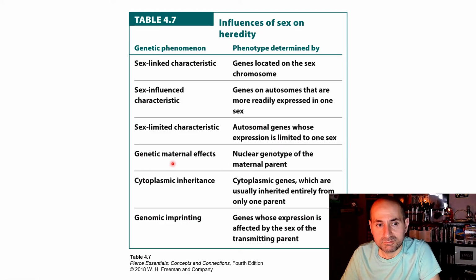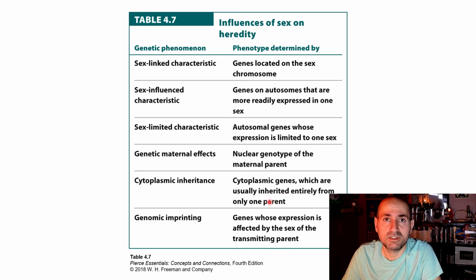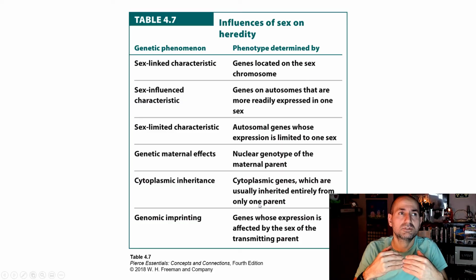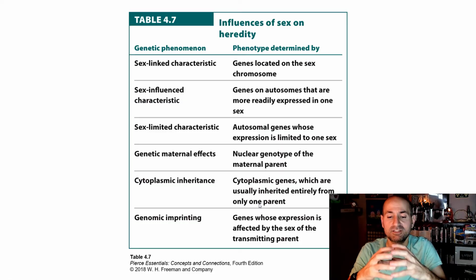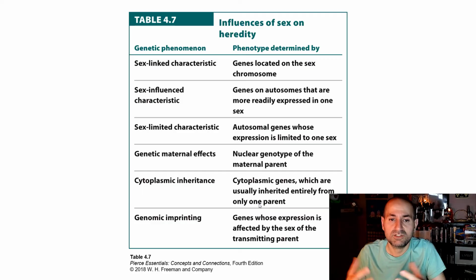Then there's genetic maternal effect. Remember, this is where the nuclear genotype of the mom determines the phenotype of the offspring. Cytoplasmic inheritance is where cytoplasmic genes are usually inherited entirely from only one parent. For example, remember, the mitochondrial genes are an example of cytoplasmic genes. Any genomic material that's outside of the nucleus is called cytoplasmic genes.